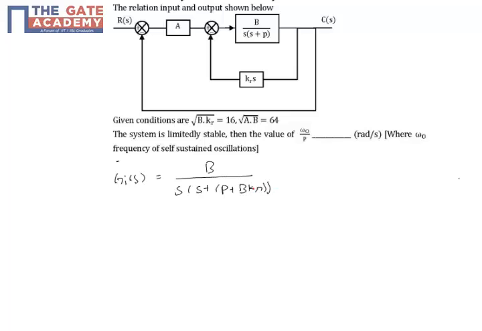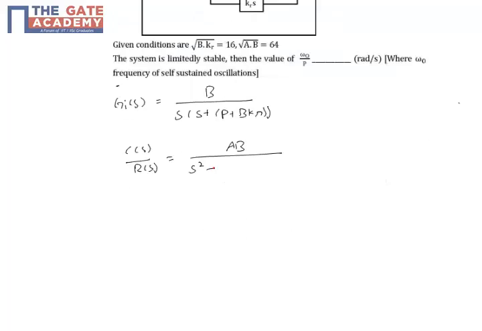Now taking the outside feedback into account, that we have to do after multiplying with a gain of a, the total closed loop transfer function will be C of s by R of s equal to ab by s square plus (p plus b into Kr) into s plus ab.